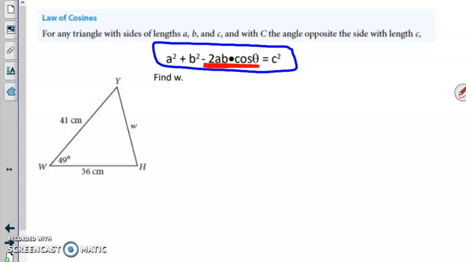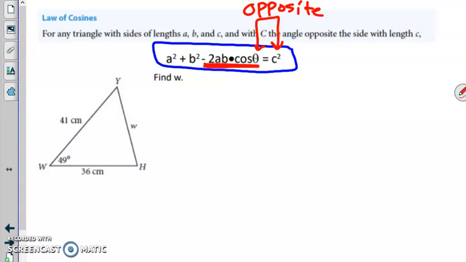So when using the rule, the angle and c squared, those are always opposite each other. So the reason I have the rule written this way, and sometimes if you look it up in the textbook, they may have it written slightly different, I like to put the angle and the c squared next to each other because they're supposed to be opposite each other in the triangle.